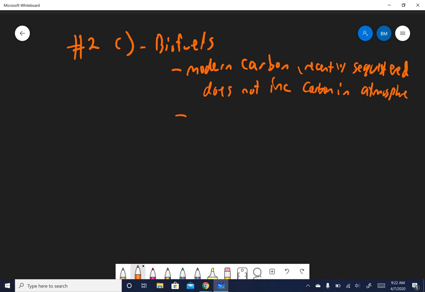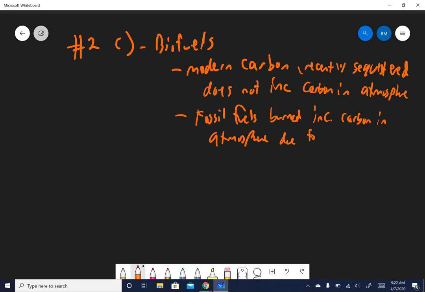So that's why biofuels are better. As opposed to, remember, you have to say the other part. Always explain everything. Fossil fuels, when they're burned, increase carbon in the atmosphere due to the carbon being trapped in the ground for millions of years, hundreds of millions of years. So that carbon's taken out of circulation. The carbon in plants and biofuels has recently been in the carbon cycle. This one has not. So there's your answer to part C.